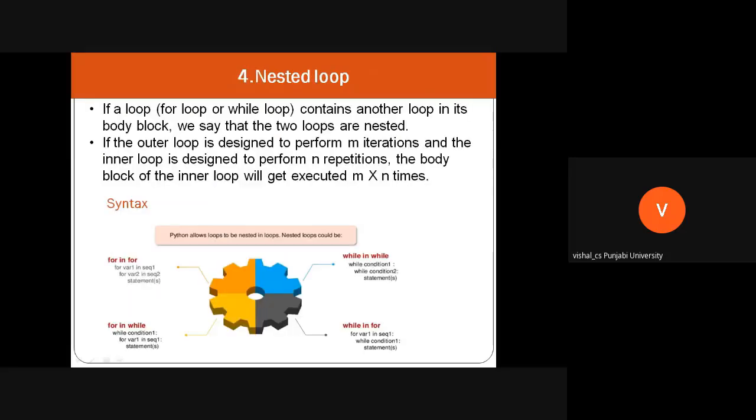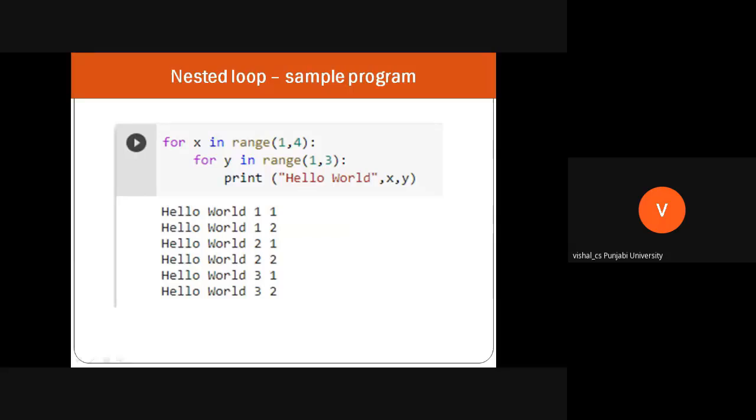Nested loop. As we have seen nested if, similarly we have nested loops. So we are writing for in for. We have a for, and inside it we are writing another for. Similarly, you can write while in while. You can even mention a while statement in a for, and you can write a for in a while also. So this is the example where you are writing for in for.